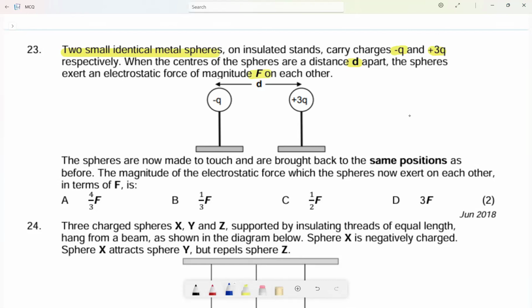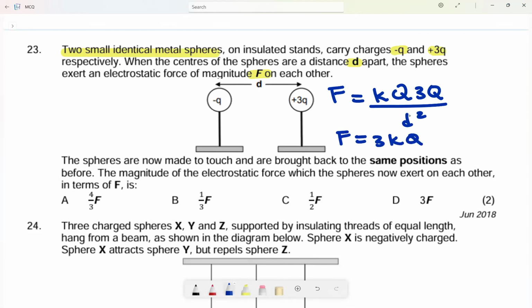So we are told the force they exert on each other is F. Now this one has a charge of Q, and this one has a charge of 3Q, divided by d squared. This is the distance between the centers, right? It means the force they exert on each other is 3kQ² divided by d squared. F is equal to that.